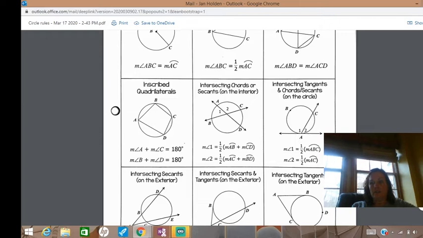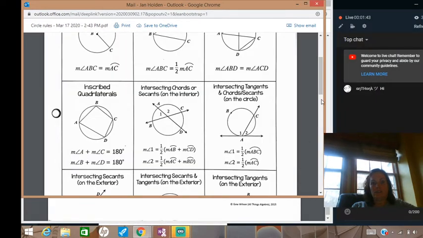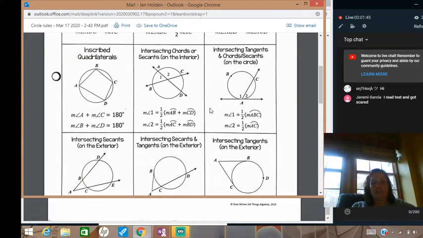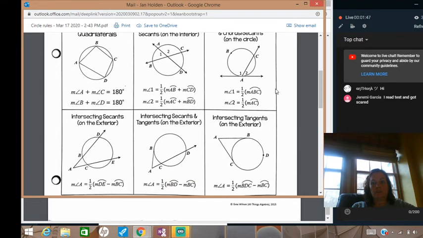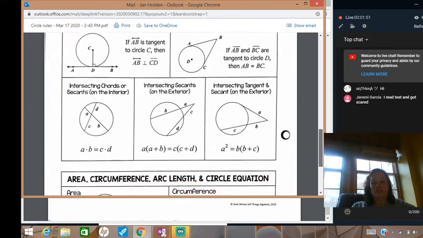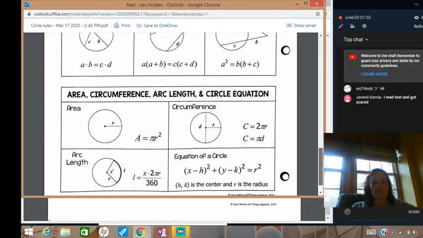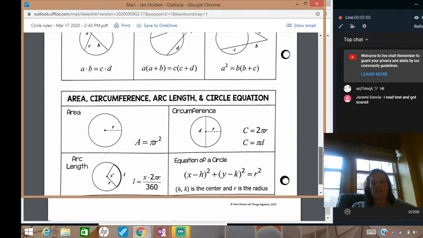Let me see if I can just make this smaller. Just trying to get used to this. Intersecting chords rules. All these rules are on this one page. I put this on the website as well, so use this or use your notes, whatever you want. The only thing we're not doing from this circle rule page is the back sheet right here, where it's area, circumference, arc length, and circle equations. That'll all be done in the next unit.